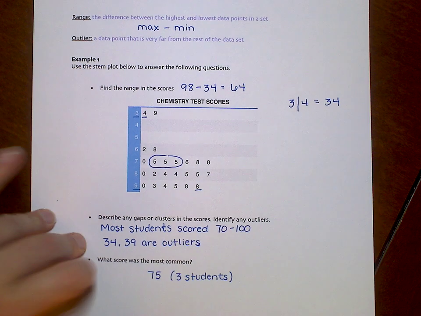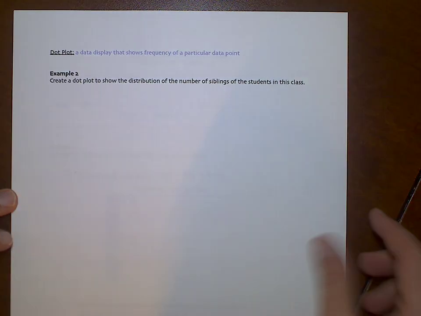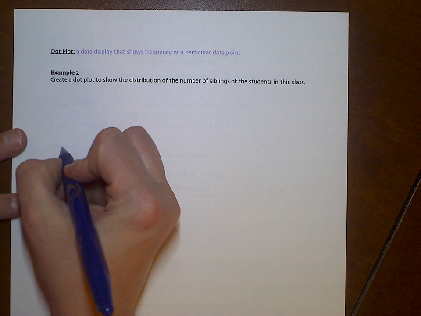Let's talk about another type of plot, which is the dot plot. So a dot plot is a data display to show frequency. It shows you how often a data point shows up, okay? And in this example too, typically what I would do in class is I would survey everybody and I would say, how many siblings do you have? And we would make a dot plot. I'm going to just totally make up some data, okay? So we're going to just kind of play pretend here.